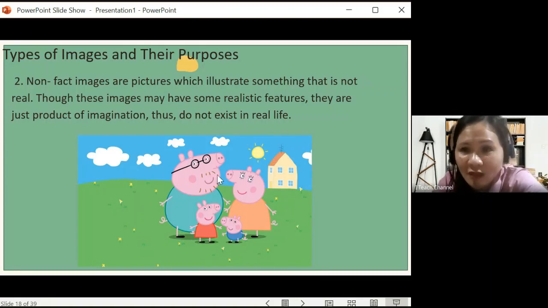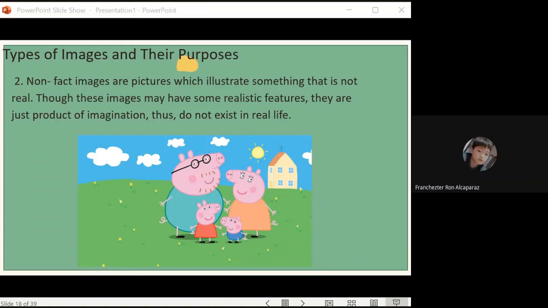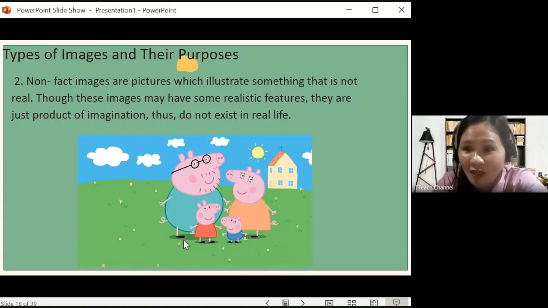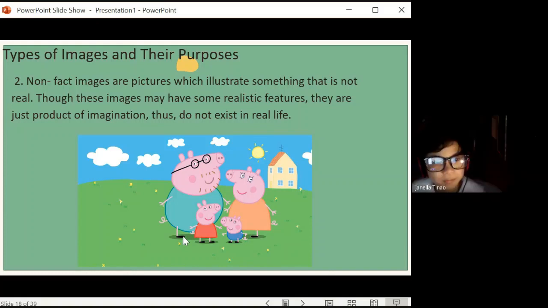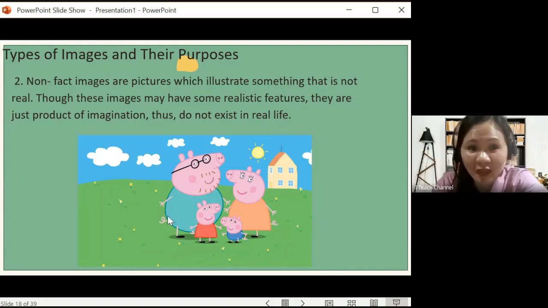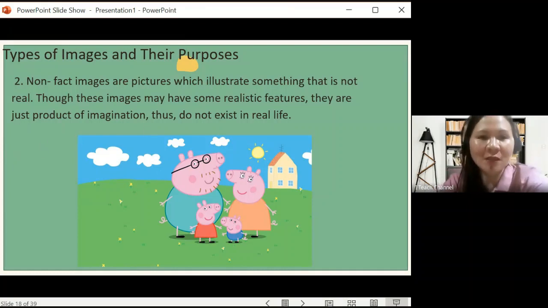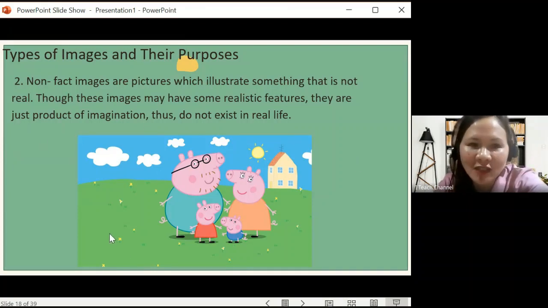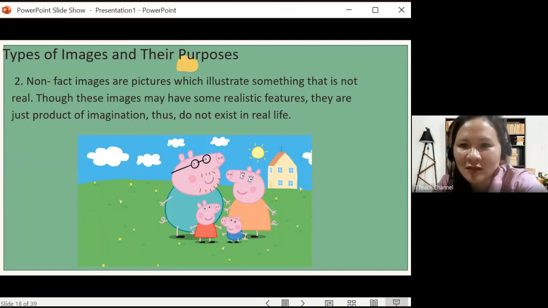What can you see here in the picture? Pigs. Yes. Can you see this pig in real life? No. Oh, look at this pig. This pig can just walk with 2 feet, right? But in reality, pigs can walk with their 4 feet. Four feet, no S. All right. So now, tell me something about the non-fact image.